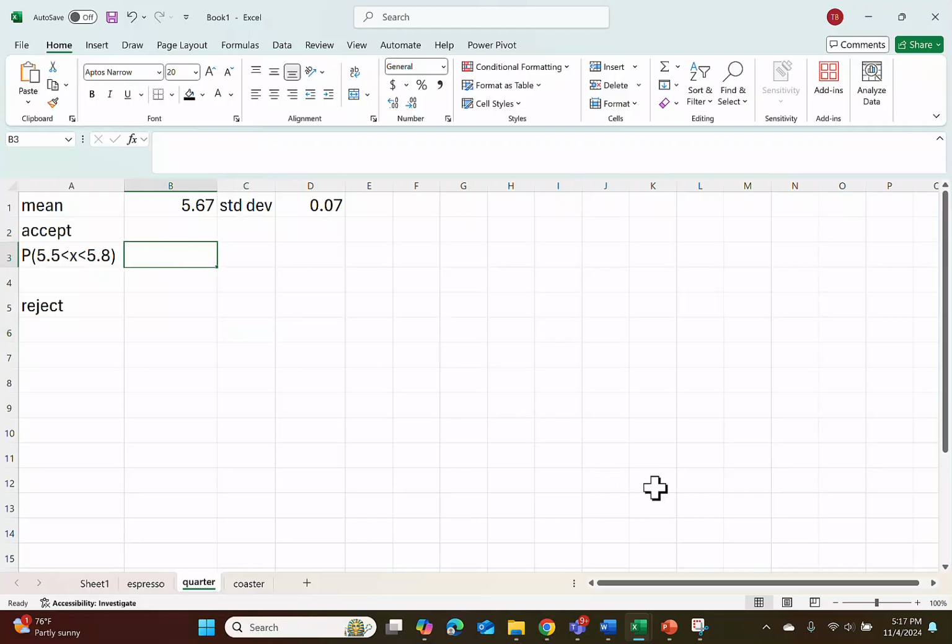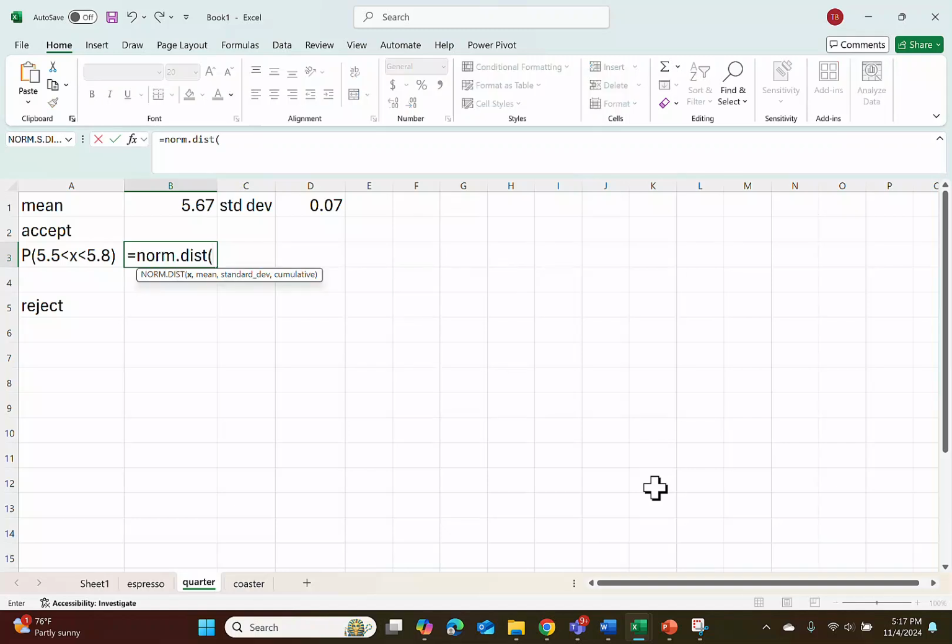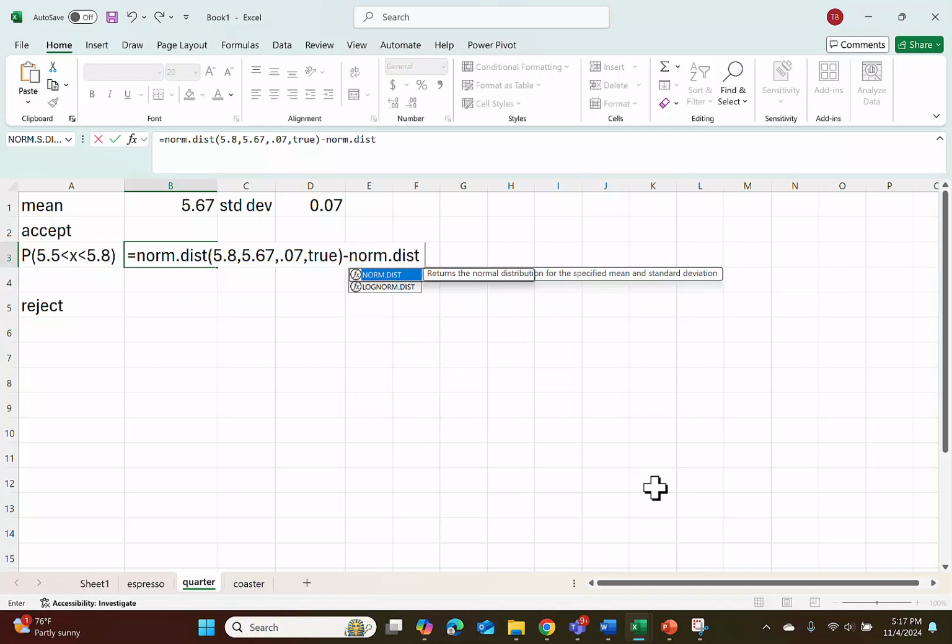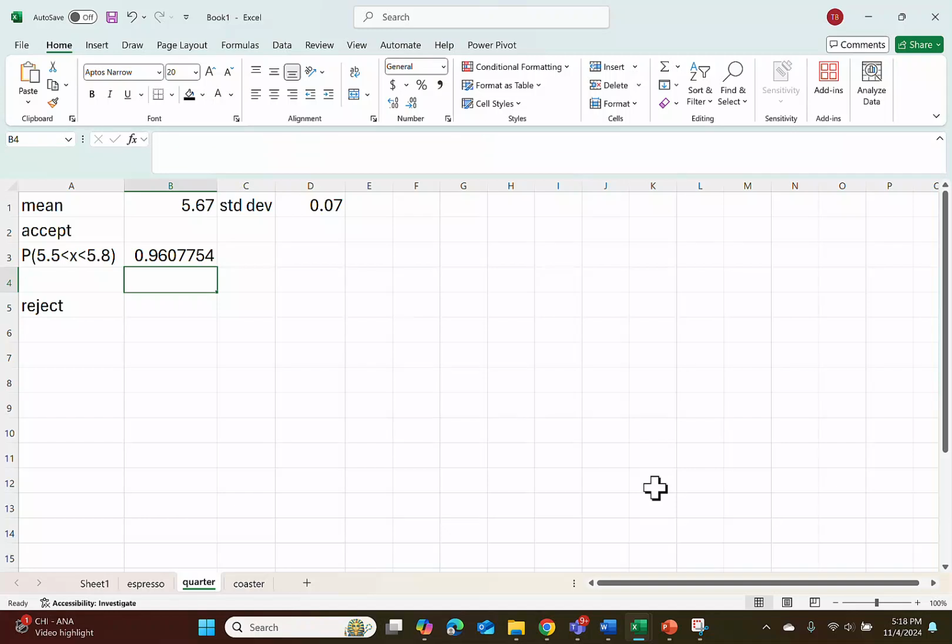To find the probability that X is between 5.5 and 5.8 grams, I'll start with norm.dist and I put in the larger value of 5.8. I enter the mean, 5.67, the standard deviation, 0.07, then I put in true. Close the parentheses, subtract. Norm.dist, put in the smaller value, 5.5, followed by the mean, 5.67, the standard deviation, 0.07, and then again put in true. This gives you 0.96077. We'll call that 0.9608.